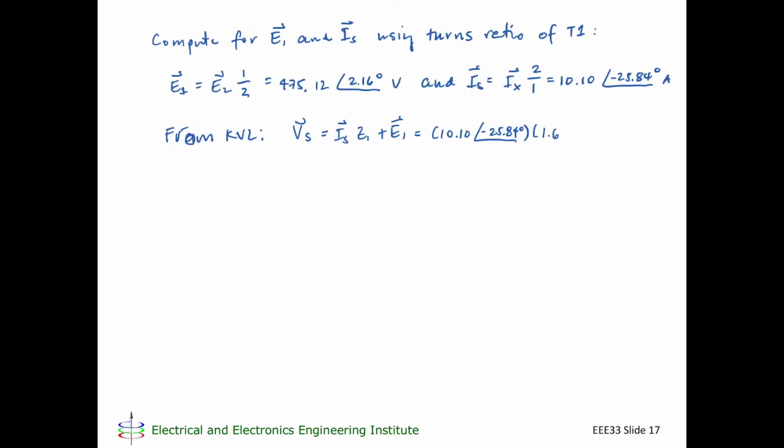Z1 is 1.6 plus j1.2, okay, plus this one, no? E1, 475.12 at an angle 2.16 degrees. And this is going to give me, okay, V sub S is equal to 495.10 at an angle 2.52 degrees volts. So this is the first quantity I'm being asked to compute.